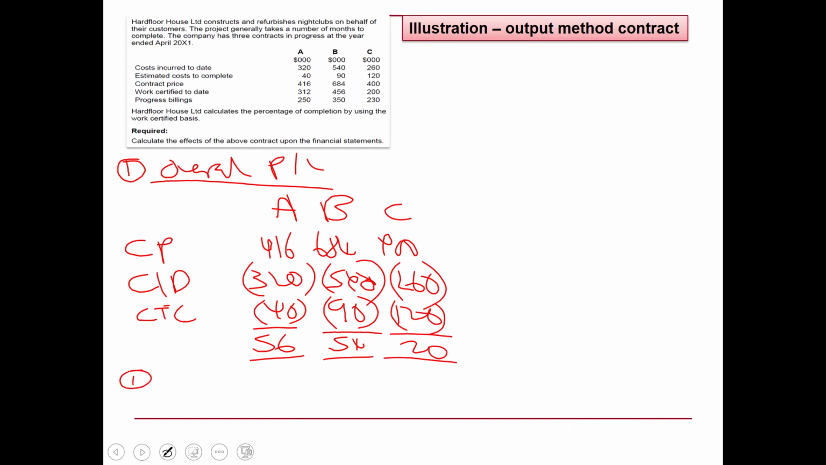Your step number 2, we are then determining the percentage of completion, and we are told that we use work certified.